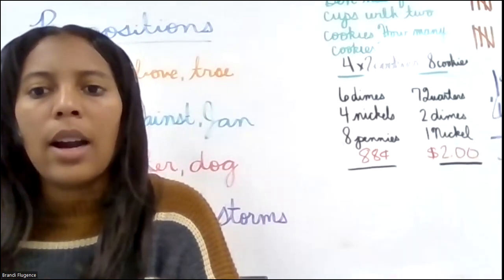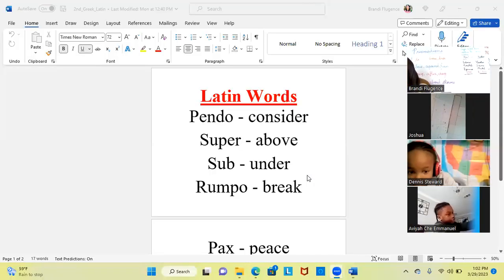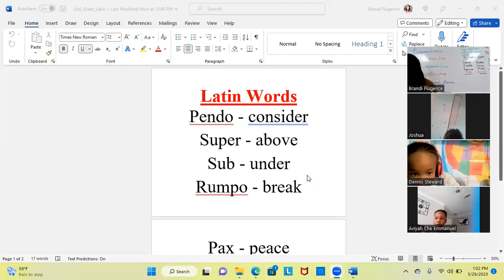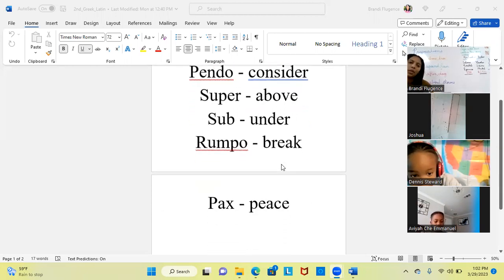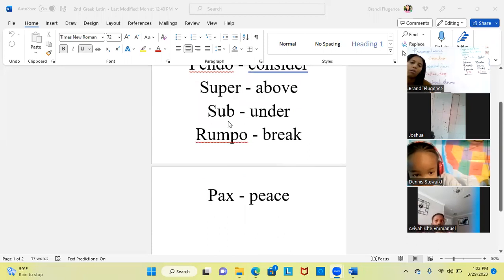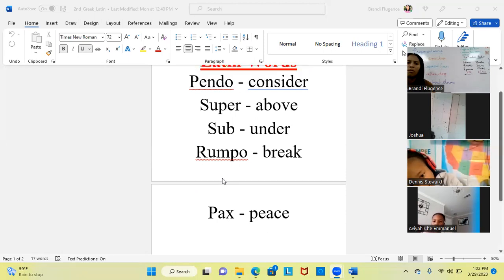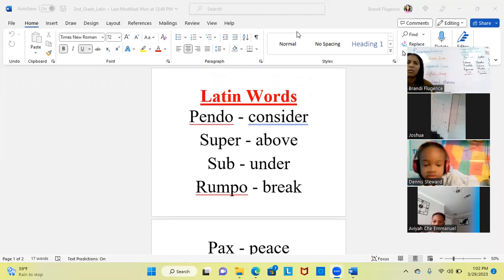All right, look at your Greek and Latin. Pendo, P-E-N-D-O, means consider. Super, S-U-P-E-R, means above. Sub, S-U-B, means under. Rumpo, R-U-M-P-O, means break. Pax, P-A-X, means peace.